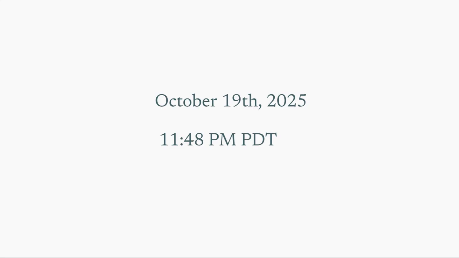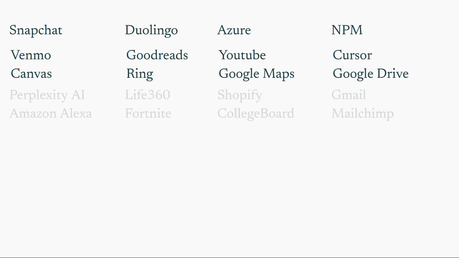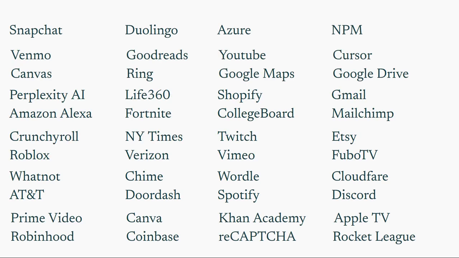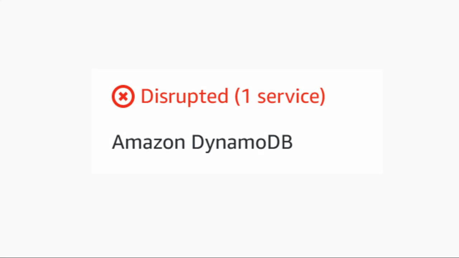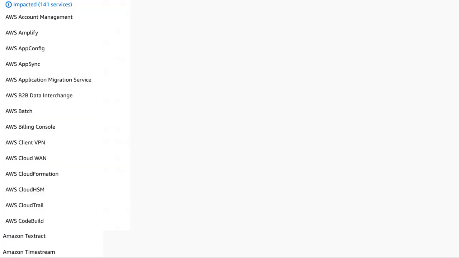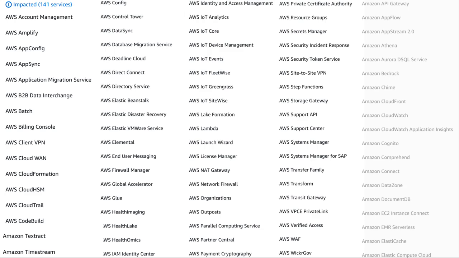On October 19th at 11:48 p.m., an unlikely interaction took place deep inside of a data center in Northern Virginia. Many of the most used applications in the world suddenly went dark. One AWS service, a database service called DynamoDB in the US East 1 region, had been disrupted. And as a result, 141 dependent AWS services found themselves inoperable.